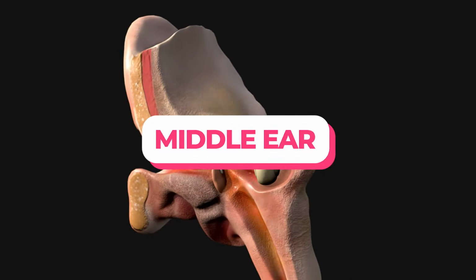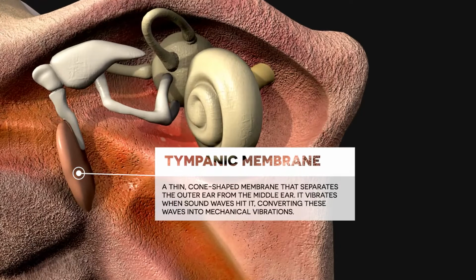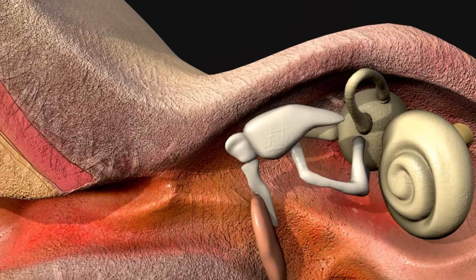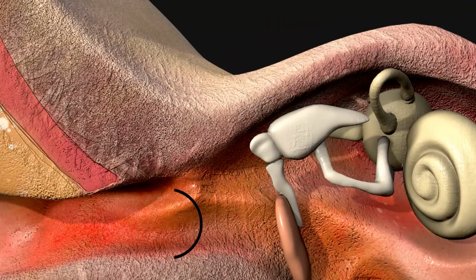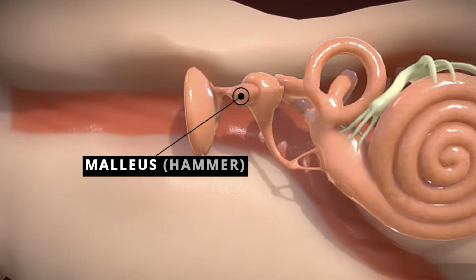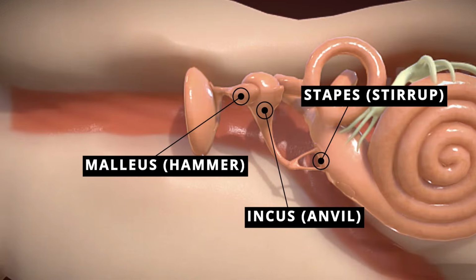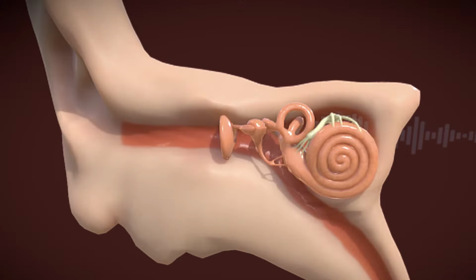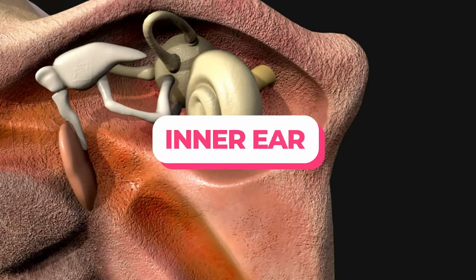Middle ear. Tympanic membrane or eardrum, a thin, cone-shaped membrane that separates the outer ear from the middle ear. It vibrates when sound waves hit it, converting these waves into mechanical vibrations. Ossicles, three tiny bones in the middle ear called the malleus, incus, and stapes. These bones are the smallest in a human body and they amplify and transmit the vibrations from the eardrum to the inner ear. Inner ear.